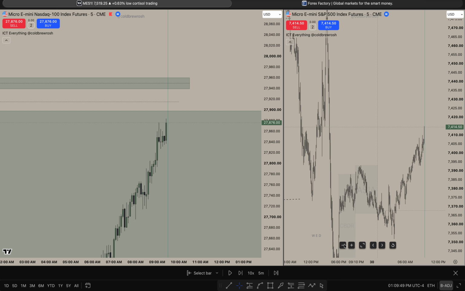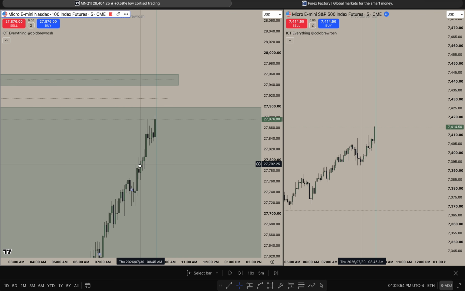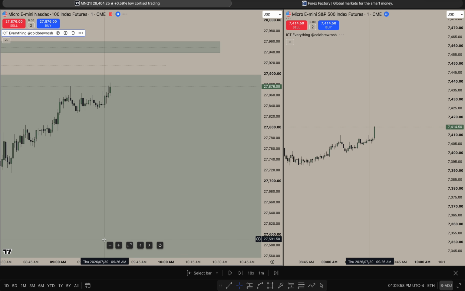All right, let's look at what we got here. So ES is pretty much all the way down there. So we might put in a bearish SMT, and then maybe do something with that. That's what I'd be looking for.